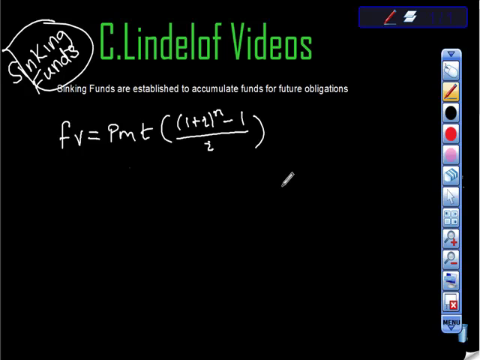Today we're going to take a look at sinking funds, but before we do that, I just want to let you know that we start with the formula for future value of an annuity. So here's future value. This is the periodic payment. This is the interest, right? This is the number of periods.